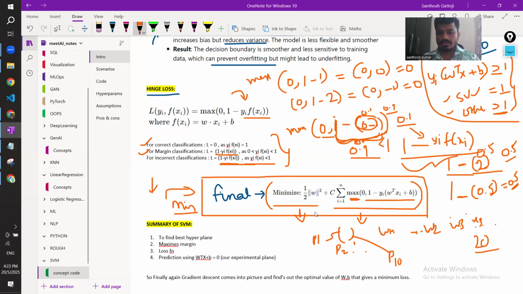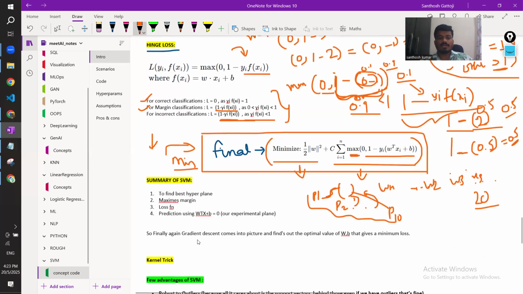So I told you about these 10 planes, right? In reality, we are not going to do that. How many planes would we calculate? We are just using our gradient descent. We will say, hey, this is my loss function. Start with some random plane, do your operation, and finally give me that plane which will have the minimum value of this.